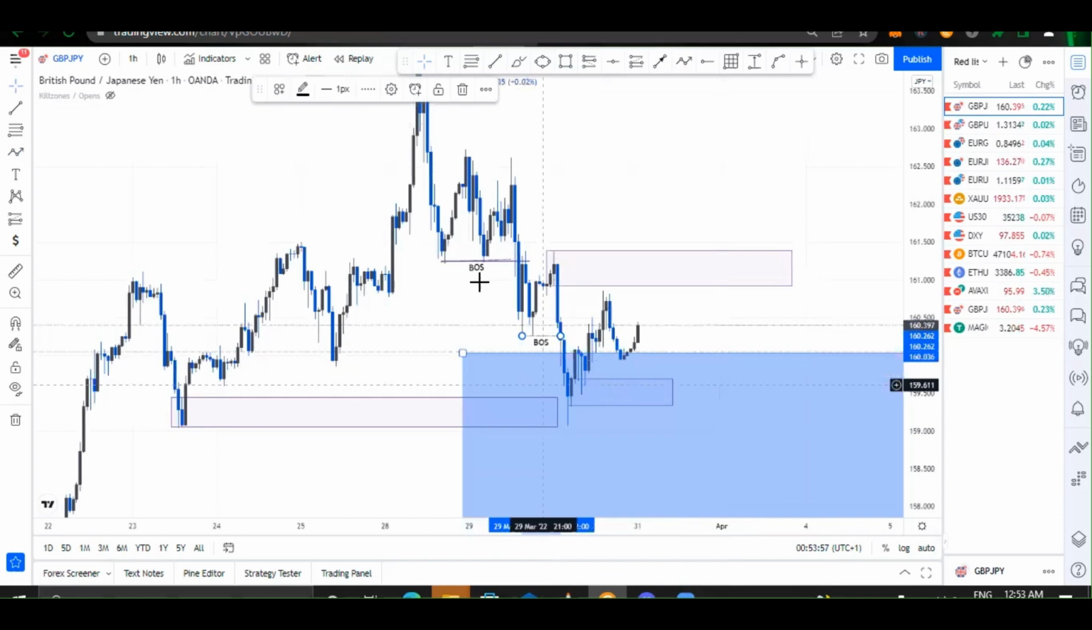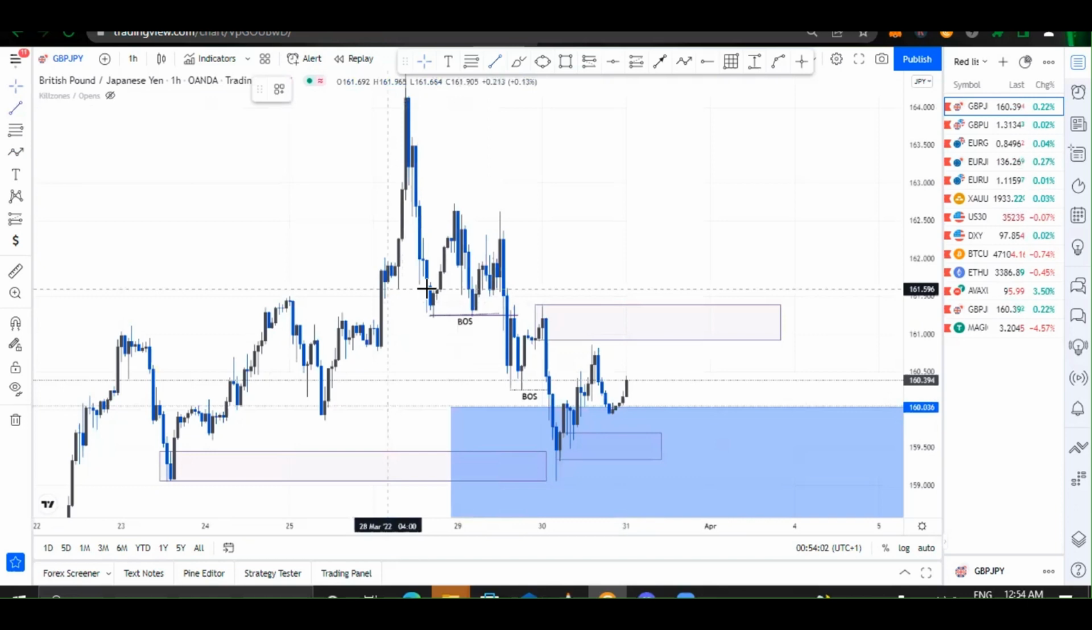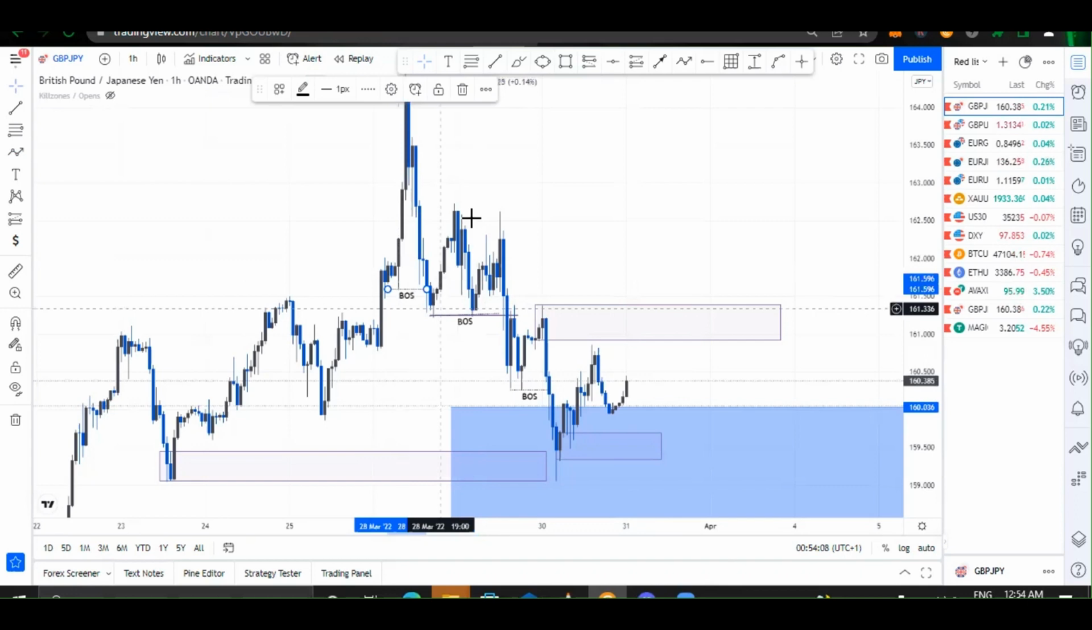We have a triple, because the market first broke structure here. After this low, it broke this structure, came back up, broke the structure again, came back up, and broke the structure again. So very valid. Here is a very valid order block that we can look at.